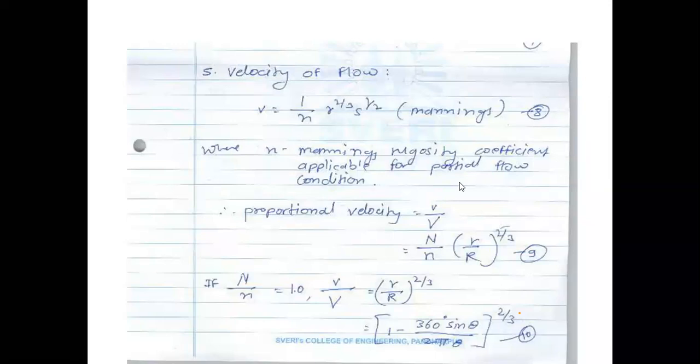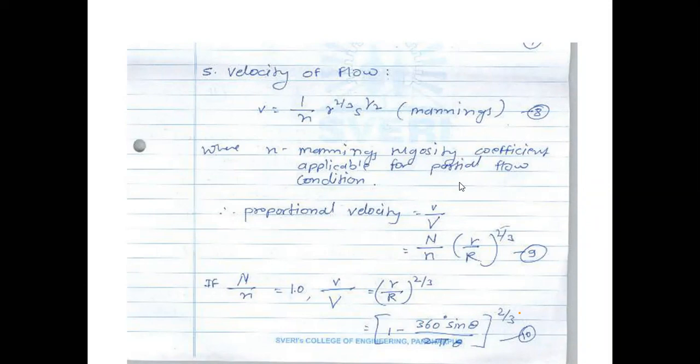Now proportional velocity we can calculate by writing small v upon capital V. Small v equation is 1 upon n into R raised to 2 by 3 into S raised to half, and for full, capital V is equal to 1 upon capital N into capital R raised to 2 by 3 into S raised to 1 by 2. So if we write the proportional velocity v upon V, we get the equation capital N upon small n into small r upon capital R raised to 2 by 3. S raised to 1 by 2 will get cancelled in this equation, because it is the same.